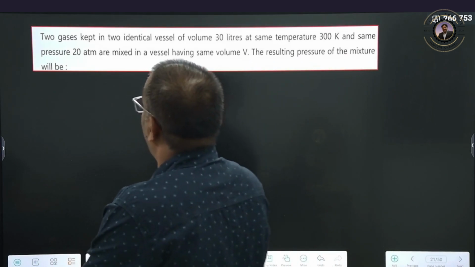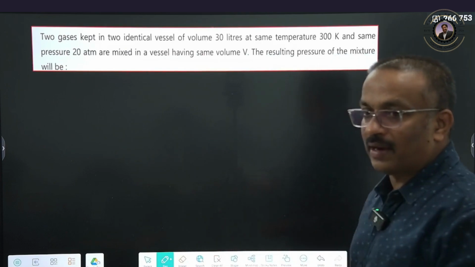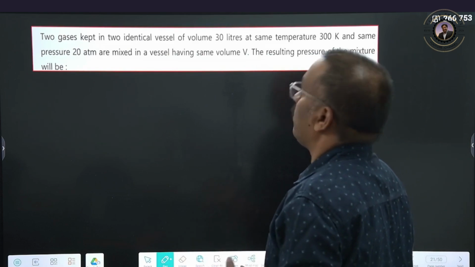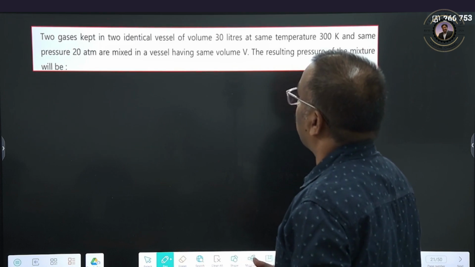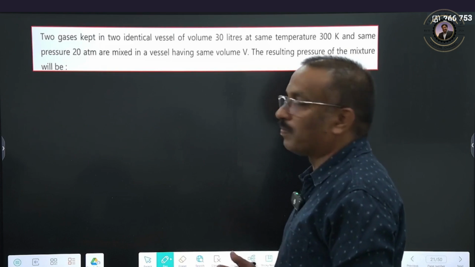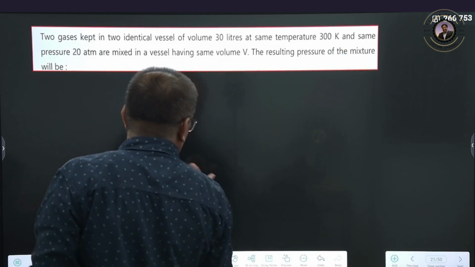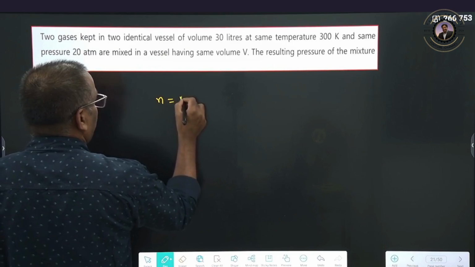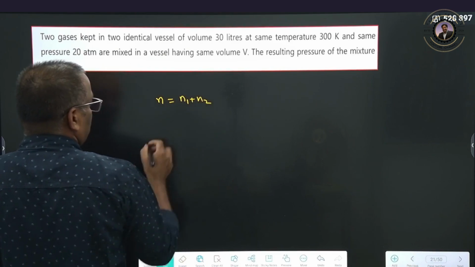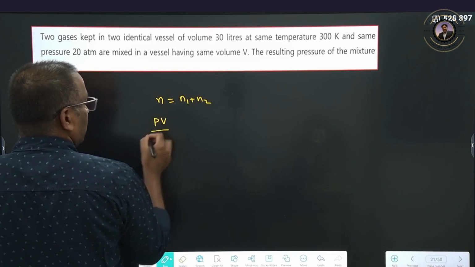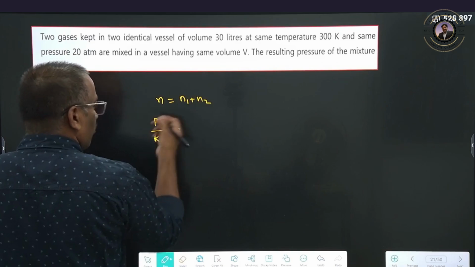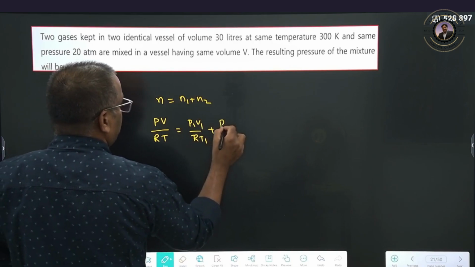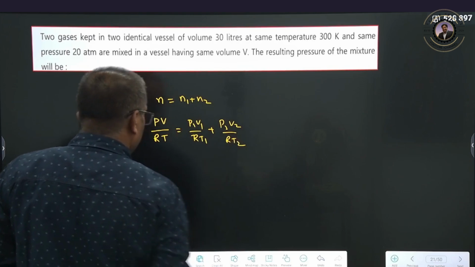Two gases kept in two identical vessels, of the same volume of 30 liters, at the same temperature of 300 and the same pressure of 20 atmosphere, are mixed in a vessel having the same volume. Find the resulting pressure. I already discussed Dalton's law. In this mixture always remember that the number of moles will be N1 plus N2. That's all. So pressure equals volume by R into temperature. At what temperature are they mixing? Therefore P1V1 by RT1 plus P2V2 by RT2. Simple question it is.